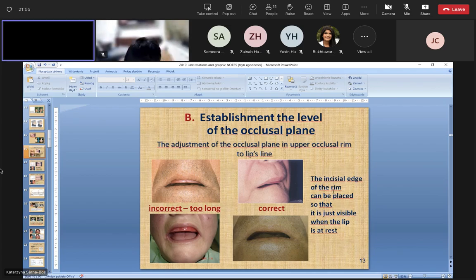Again, the incisal edge of the rim can be placed so that it is just visible when the lip is at rest. Look here, this is incorrect because the rim is too long, and here this is the correct height of the rim. Of course, in this picture the labial part has excessive support, but the height of the rim is correct.